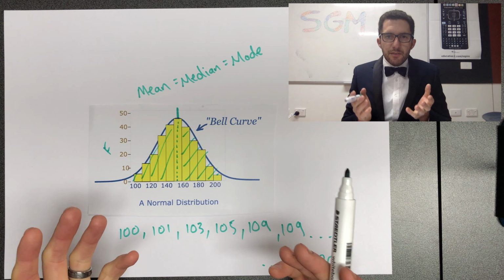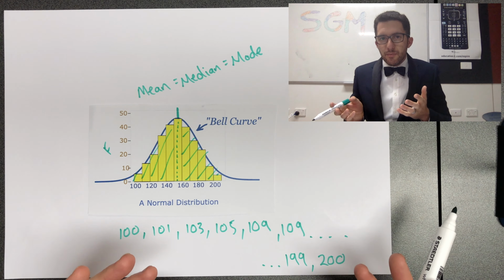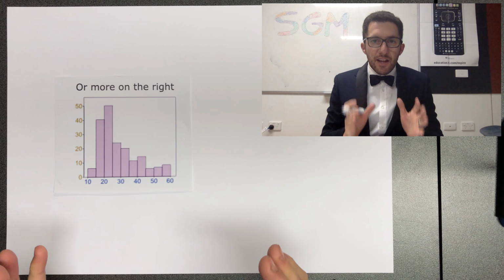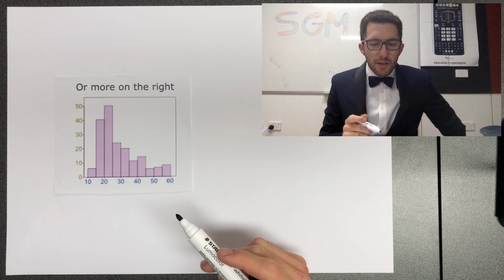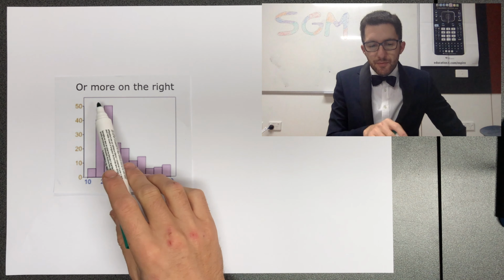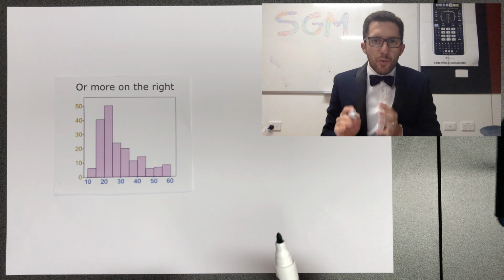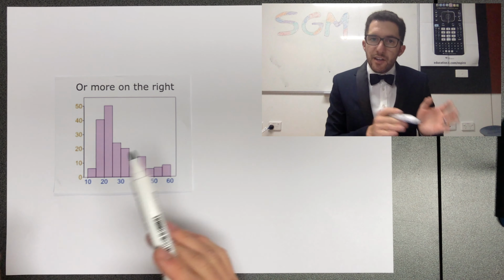So let's see how that compares with some asymmetrical distributions. All right, so here we have an asymmetrical distribution. And you can see from that text up the top there, it's skewed to the right. And we want to talk about why it's skewed to the right and not to the left.